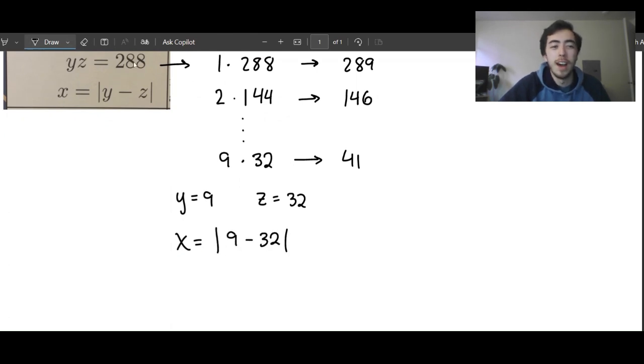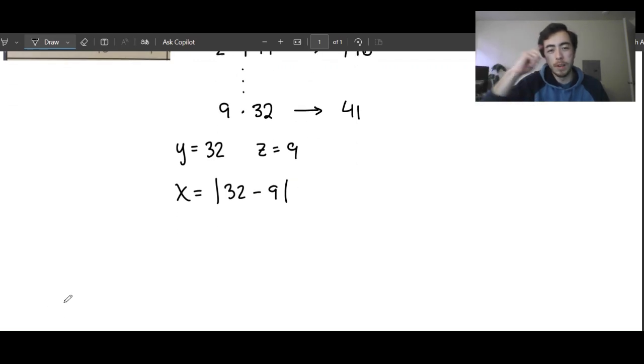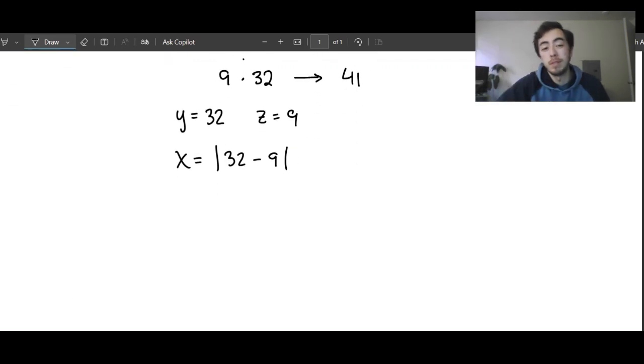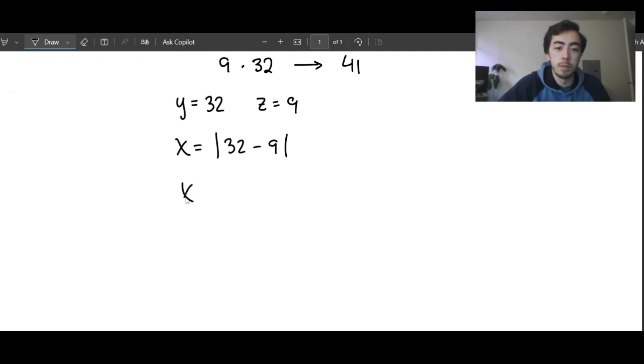And honestly, I would prefer to do the subtraction the other way. Let's just flip them around. y is now 32. z is now 9. And then 32 minus 9, that's kind of like 32 minus 10, but not all the way. So I'm thinking about this in my head as minus 10, but then plus 1. So x is going to be equal to 23. Well, the absolute value of 23, which is just 23.